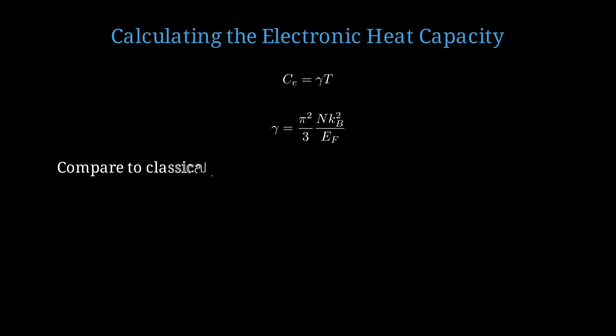Let's compare this to the classical prediction. Classical theory predicted C equals 3/2 nkB. Quantum theory predicts gamma T, linear in temperature. The ratio of quantum to classical heat capacity is approximately kBT over EF. At room temperature, this ratio is typically around 0.01 or 1%.